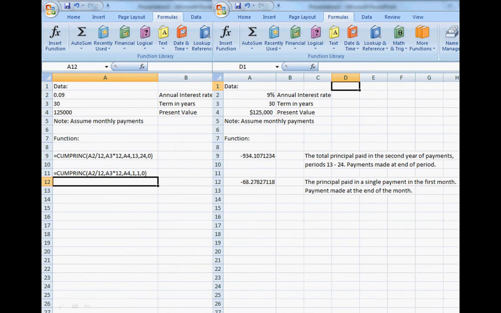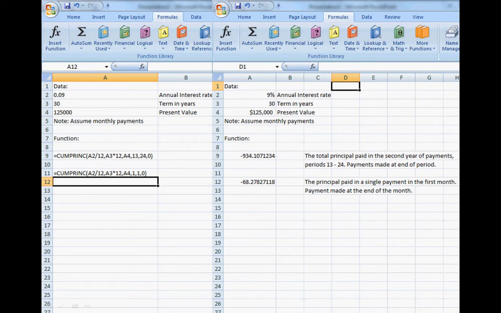For our first example for the Cumprinc function, we will use the data listed in cells A1 through A4. Since we are assuming monthly interest payments, the rate will be A2 divided by 12. This is taking the annual interest rate and dividing it by 12 months. The number of periods will be A3 times 12 because the term of the loan is in years and you are making monthly payments. The present value is the present value that's listed in cell A4.